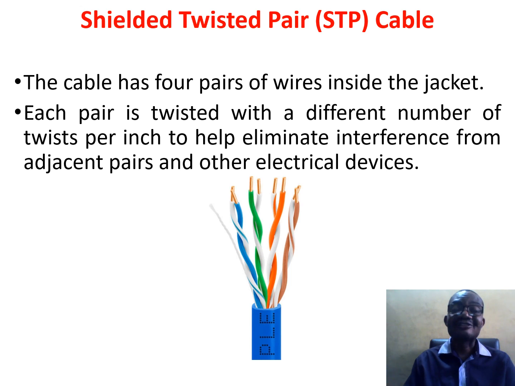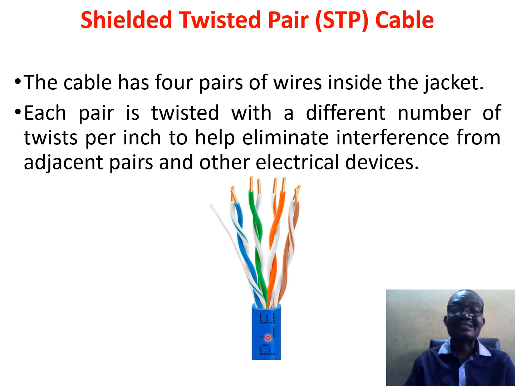The first are twisted pair cables. Under twisted pair cables, we have the shielded twisted pair cable. The shielded twisted pair cable has 4 pairs of wires inside a jacket. You can see them: 1, 2, 3, 4 pairs of wires that are inside a jacket.